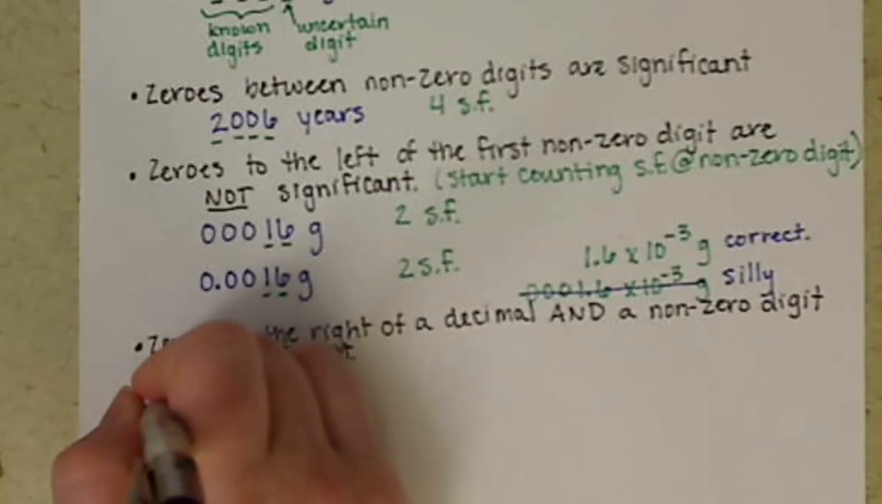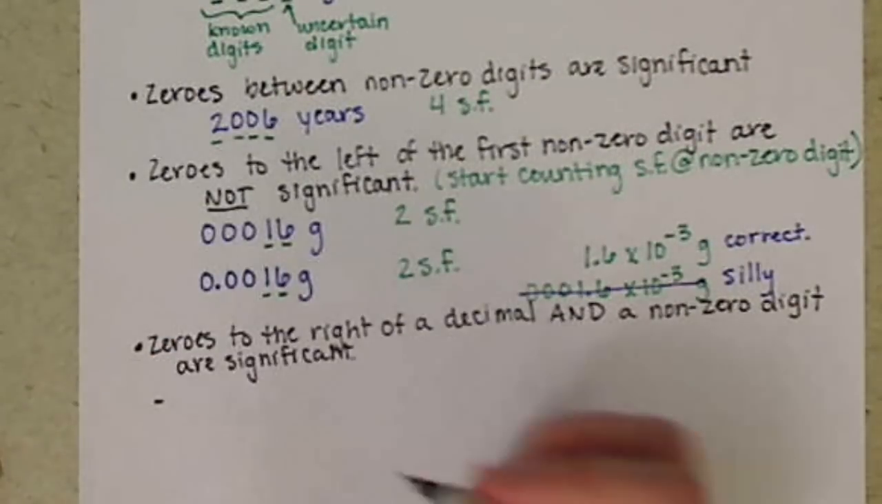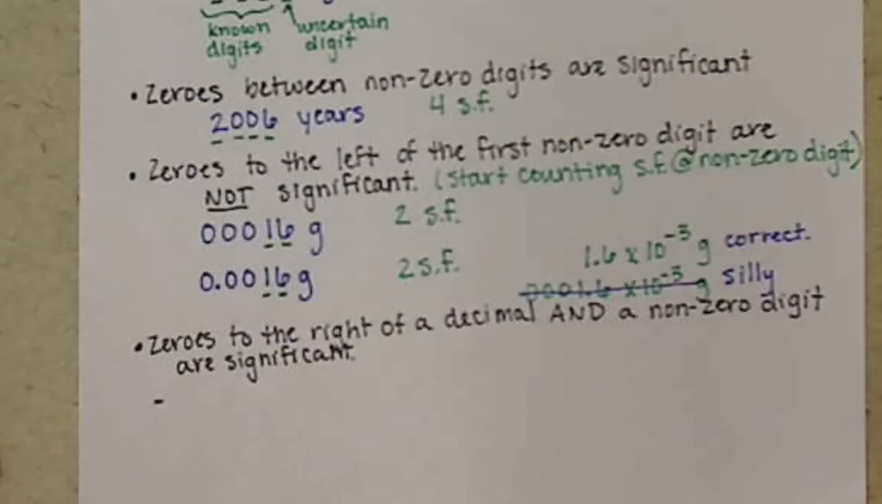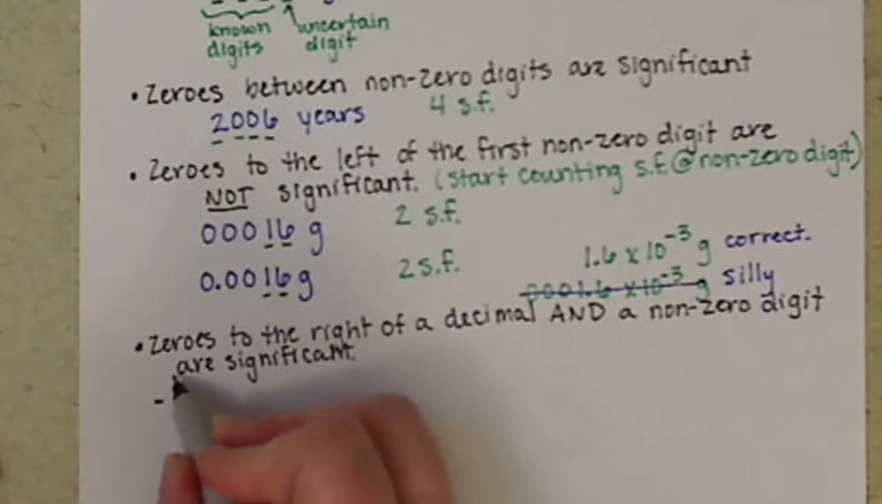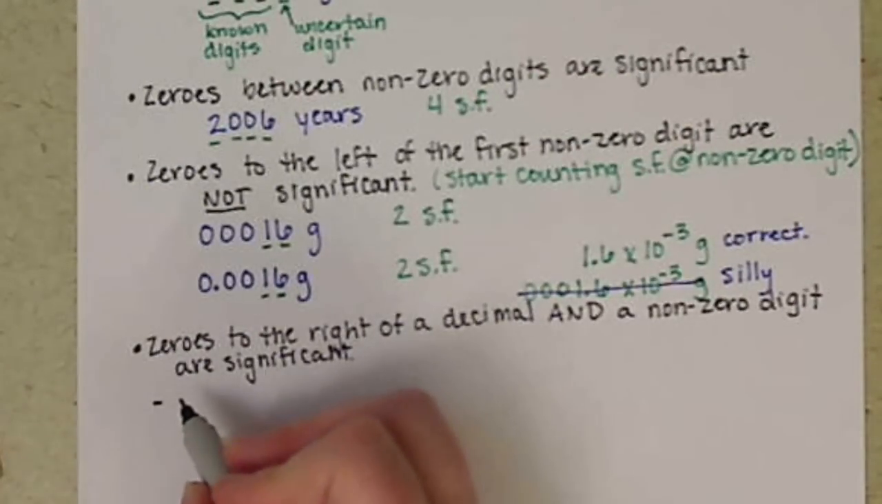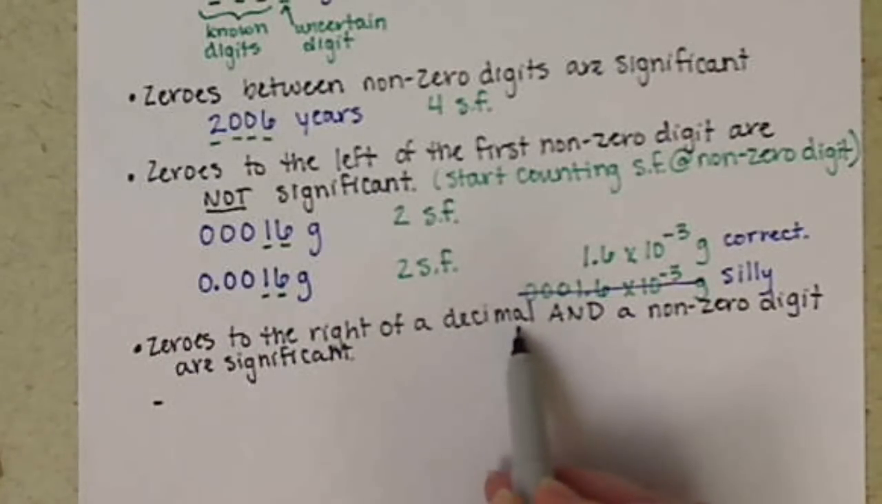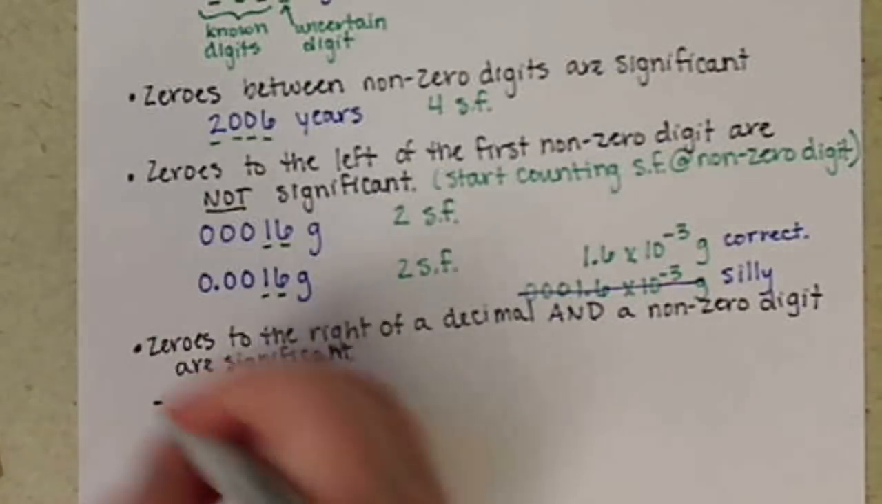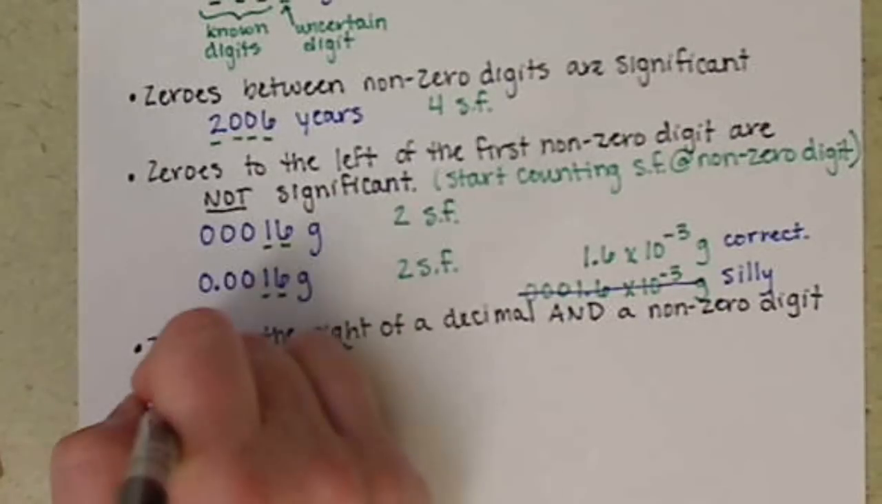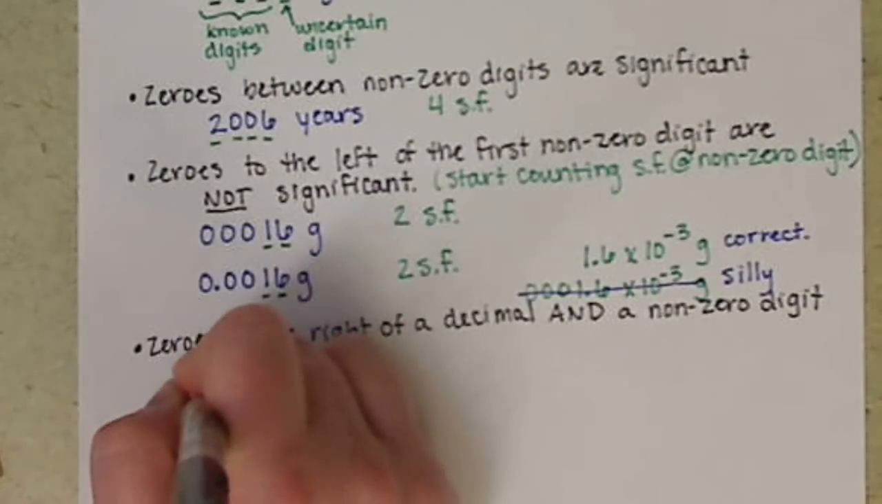Now, as it's kind of a separate rule, but not really, but it's going to seem like a separate rule, so I'll just write it right underneath: if the number is greater than 1, the zeros to the right of that non-zero digit are only significant if a decimal is present. So I'll write that down and then I'll show you guys an example.